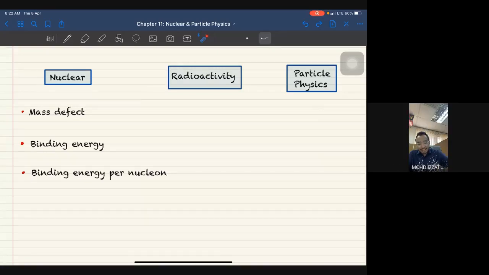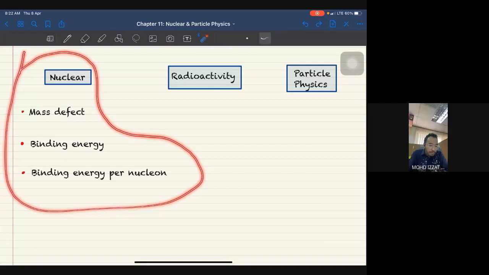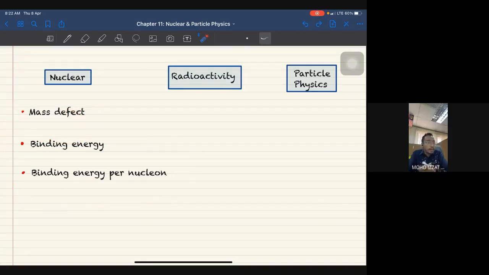Okay. So topik yang last ni dulu-dulu dia biasa separate tau. Chapter nuclear, chapter radioactivity, ada chapter. So for your syllabus, they are compressed and they combine everything. For today, I will try to focus on nuclear, okay, where we learn about mass defect, binding energy, and binding energy per nucleon. Nanti kita belajar lah one by one.